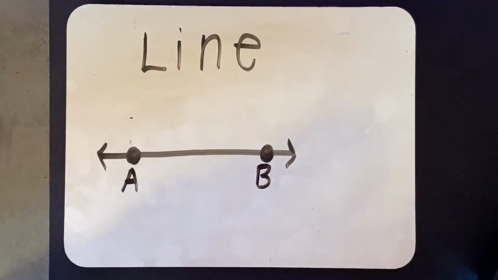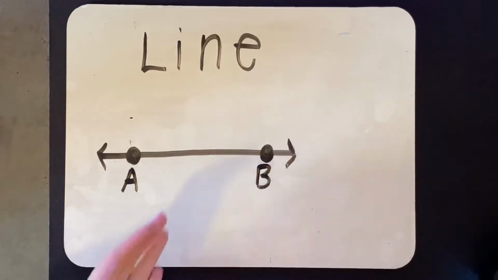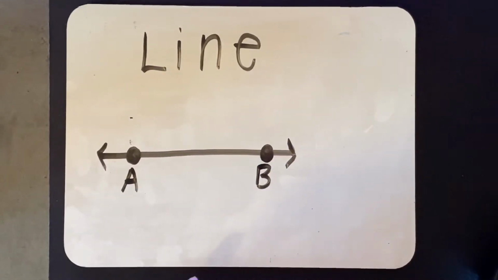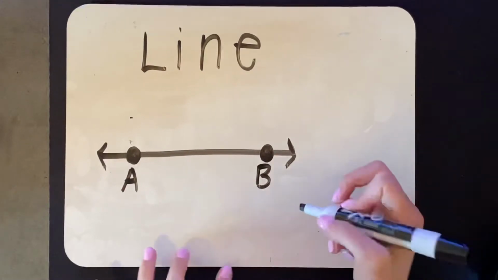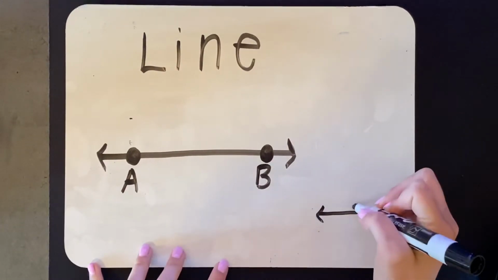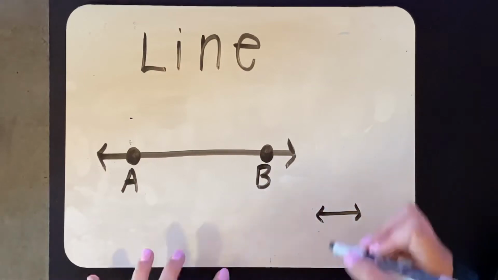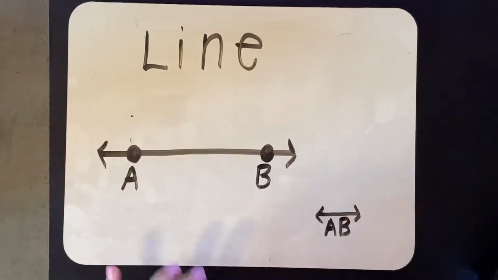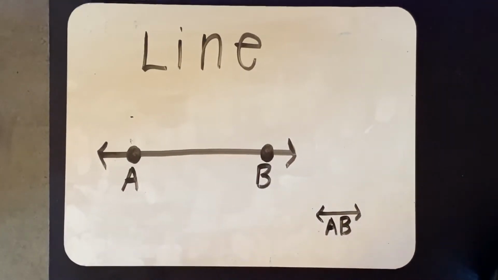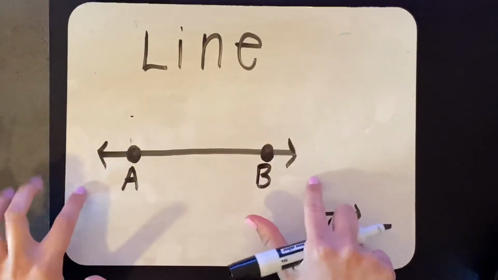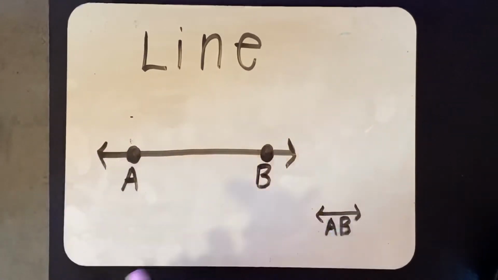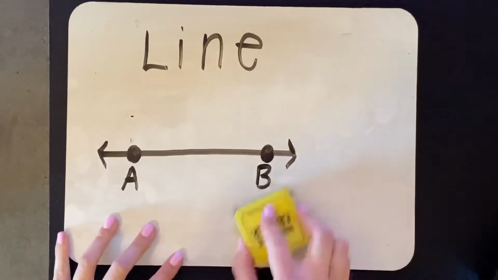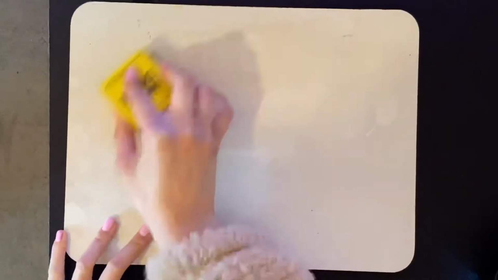So how I would label this, if someone asked me what this is right here, I would say this is line AB. And how you would write that is you make a little line like this to show that it's a line, and you start on the left to the right. It's line AB. So that's how you would show a line. It's really important to remember that a line has these 2 arrows at the end to show that it continues on in these opposite directions.